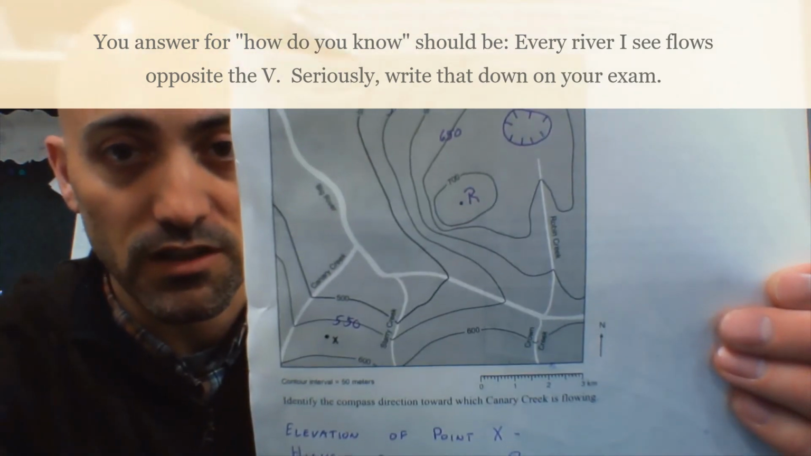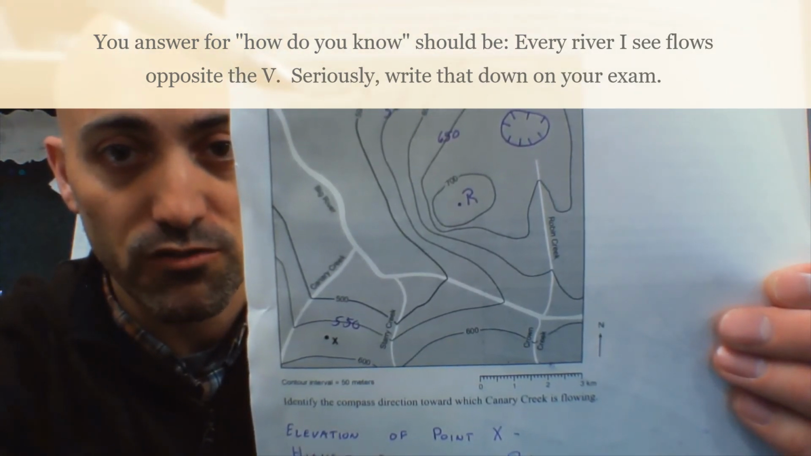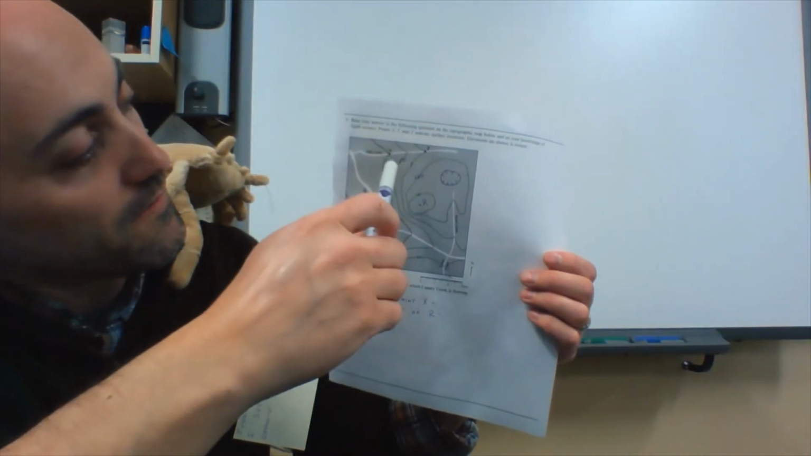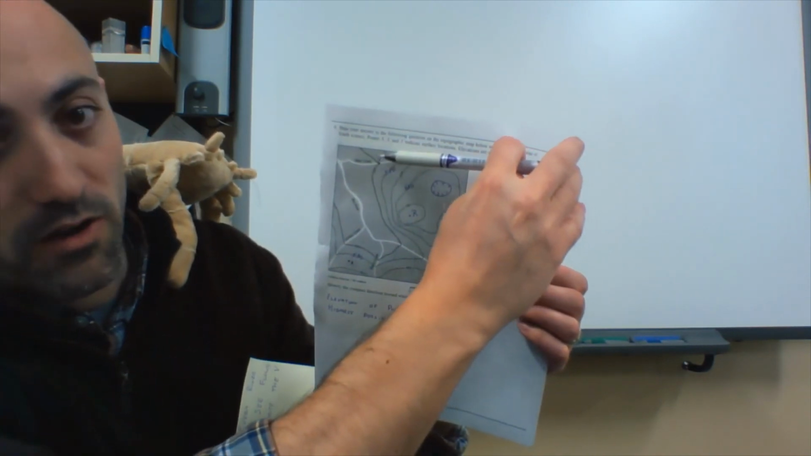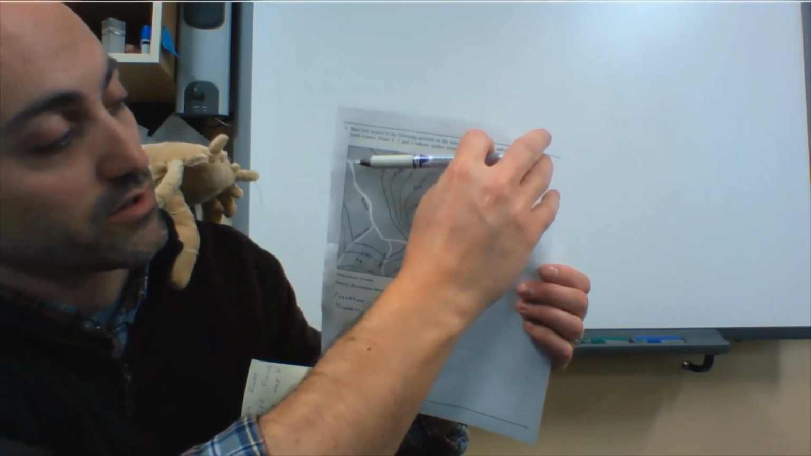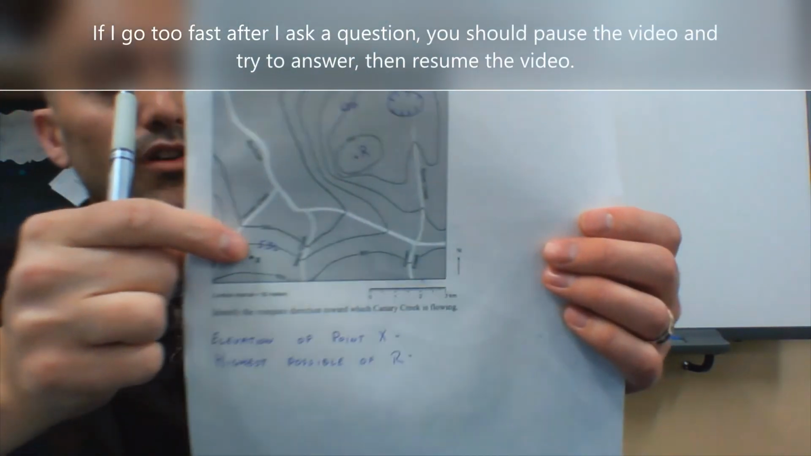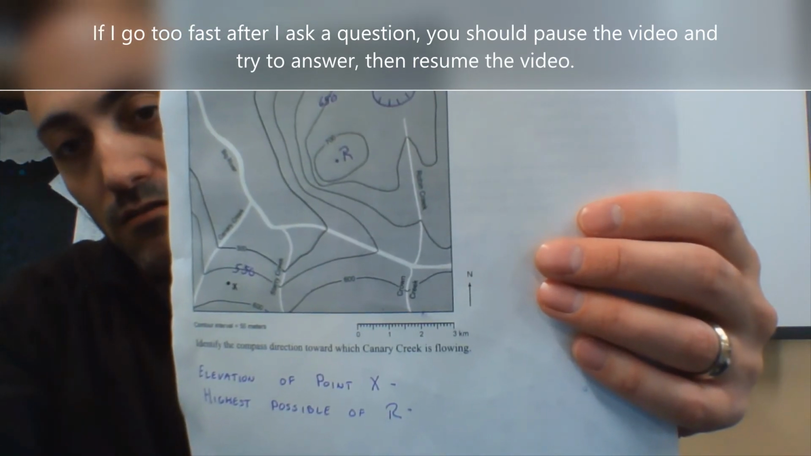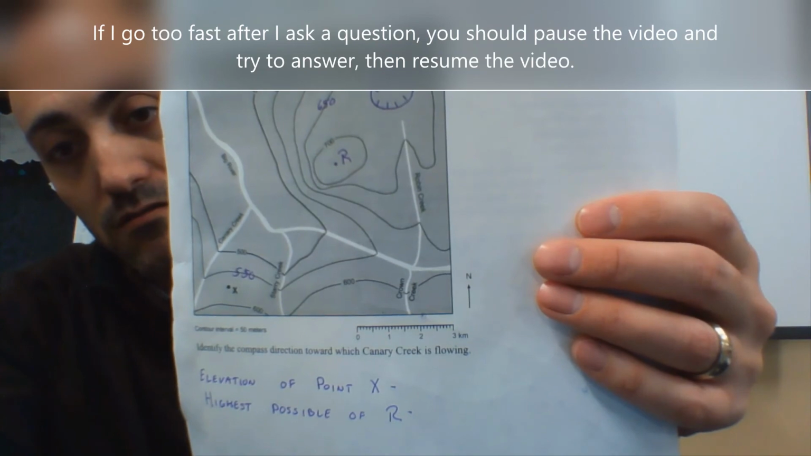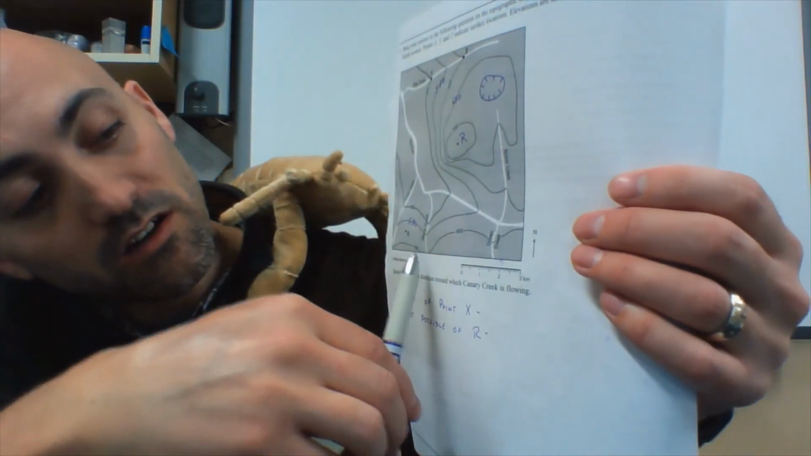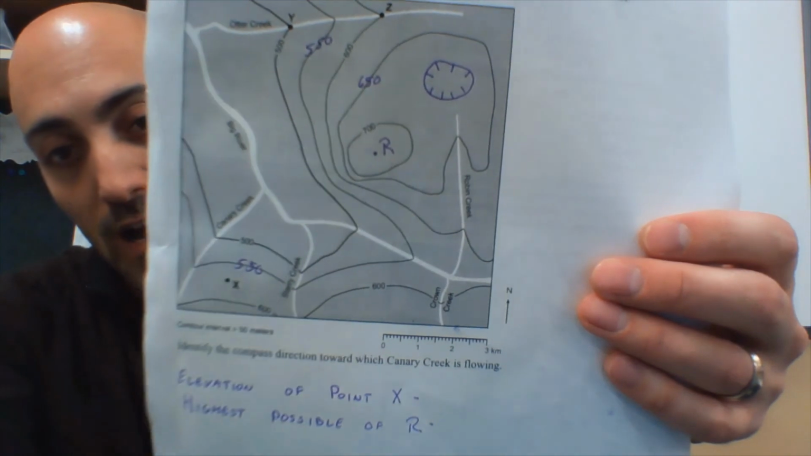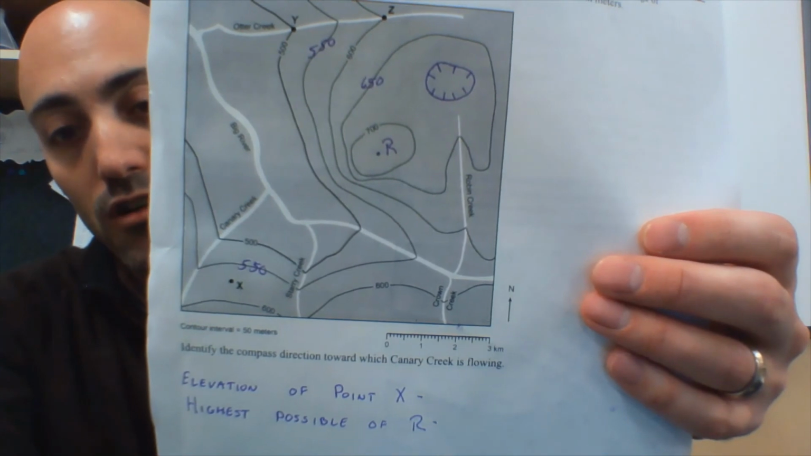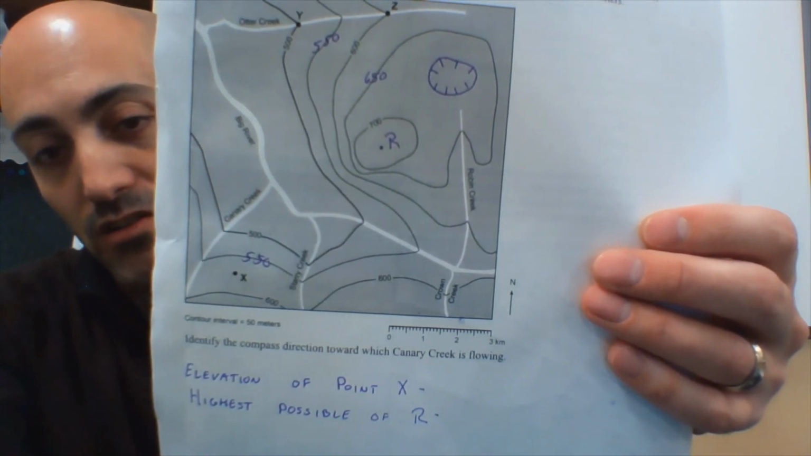Okay, so let's look at a few of these. I can do these on the screen like this. This creek is going to flow opposite the V. So if I'm looking at that creek there, Otter Creek is flowing towards the west. Canary Creek, what do you think Canary Creek is flowing? Opposite the V. What direction would that be? Towards the northeast. That creek right there is Starry Creek, opposite the V. Every river you see, so Starry Creek is flowing towards the north. For sure a question.